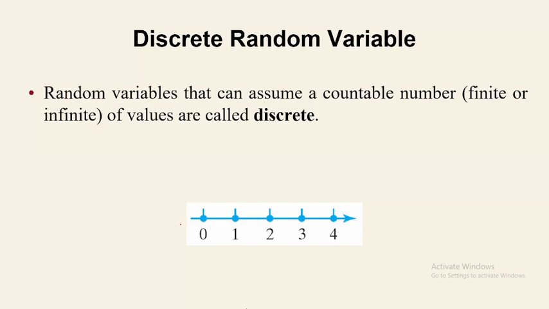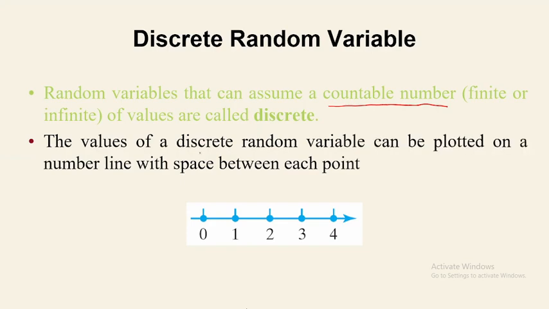Number of defectives out of 100 items. There are also 101 possible values, 0 to 100. All are integers, right? So this is called a discrete random variable. So discrete random variables can assume a countable number of values. We can count them, finite or infinite, but it is countable. We can count 0, 1, 2, 3. In such a manner we can count. So it is called a discrete random variable.